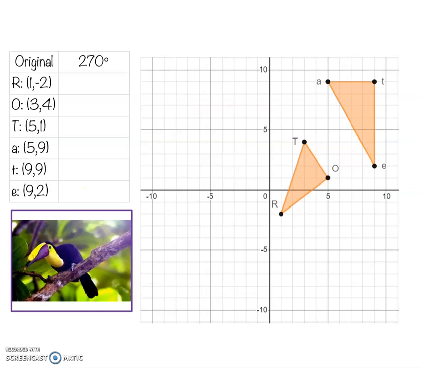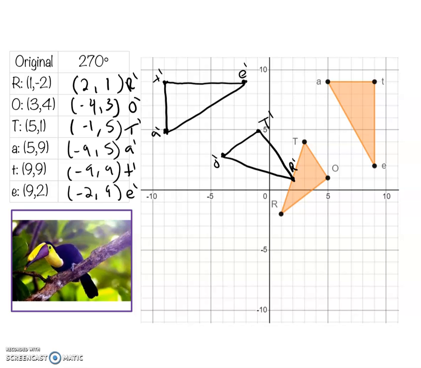So now we're going to do 270 degrees. So we've got a 90, and a 90 makes 180, and 180 plus 90 is 270. So I want you to go ahead and give this one a shot by yourself. I'm not going to tell you any hints or anything. Go ahead and try it yourself, and then we'll talk about it.